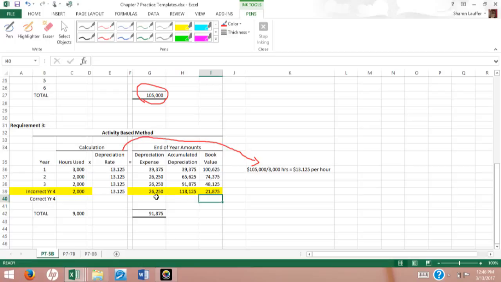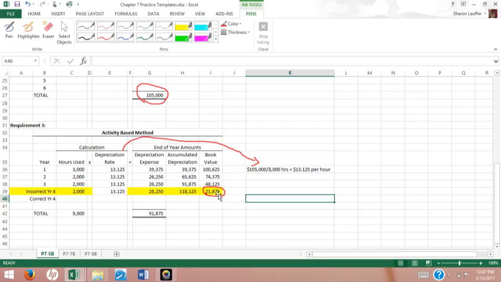because this is actually an incorrect amount, and the reason is that our book value is now $21,875, and that amount is below the amount of the salvage value. So we've actually depreciated into the salvage value, which we expect to get back. So we can't actually take this entire amount of depreciation because we're only going to depreciate down to the salvage value when using that activity-based method.